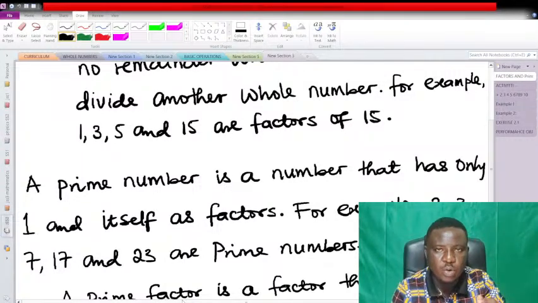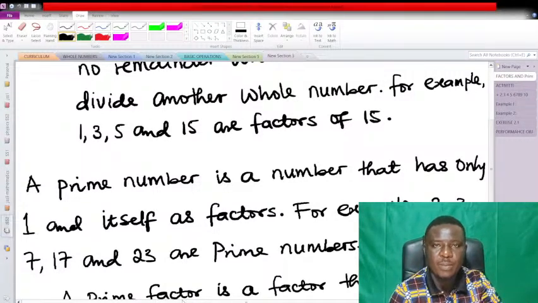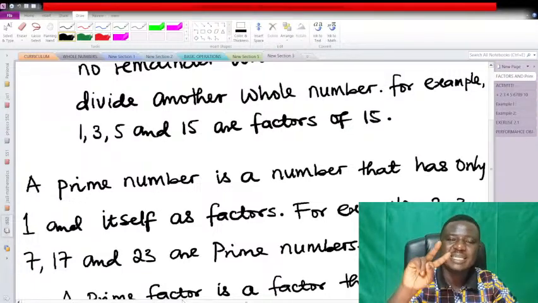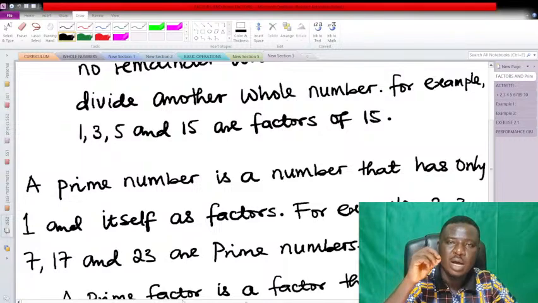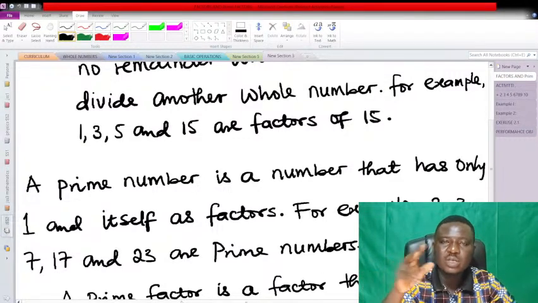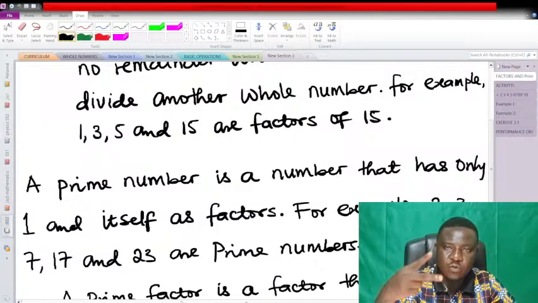For example, 2 is a prime number. Why is 2 said to be a prime number? 2 is said to be a prime number because there are only 2 numbers that can divide 2 without a remainder, and that is 1 and 2. When you divide 2 by 3, it gives you a fraction. When you divide 2 by 4, it gives you a fraction, and so on and so forth. So since 2 has only 2 factors, or 2 numbers that can divide it without a remainder, we refer to 2 as a prime number.